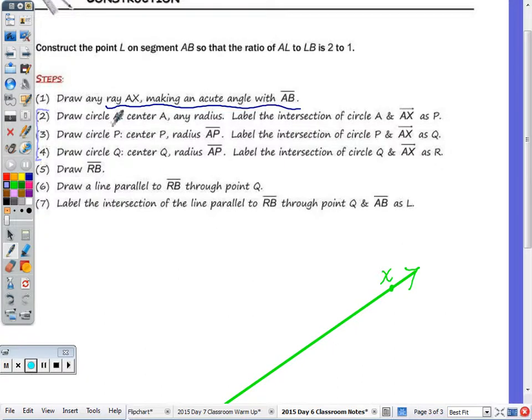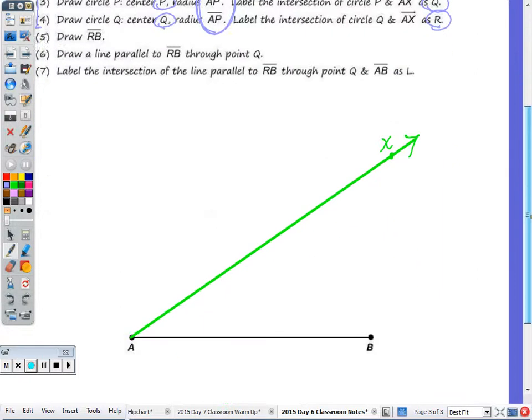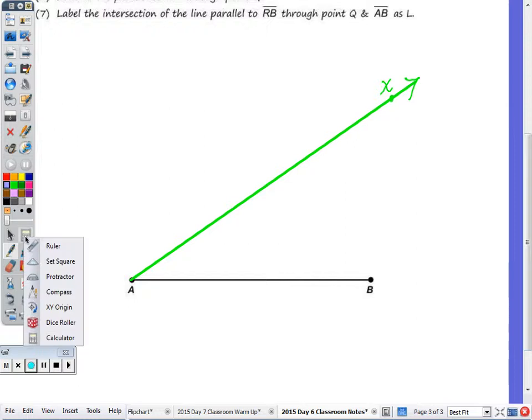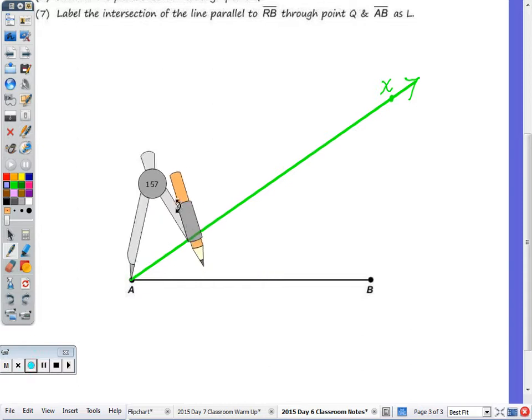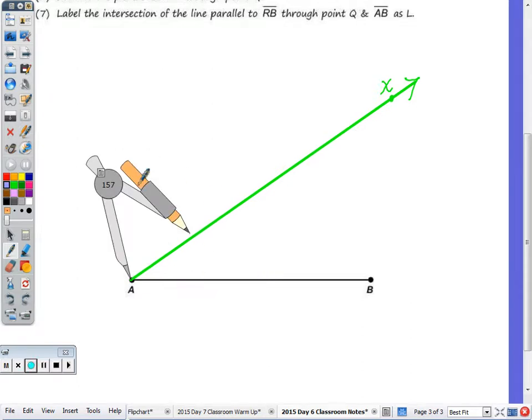Note, the first circle, I just want you to watch for a second, has center A. That's the end point that we have. We draw a circle and label its intersection as P. Then we draw a circle P. Label that intersection Q. Then we draw a circle Q. Label that intersection R. They all have the radius AP. So what you're doing with your compass is you're opening it up with the compass point at A, and we're going to draw 3 arcs, not the full circle.